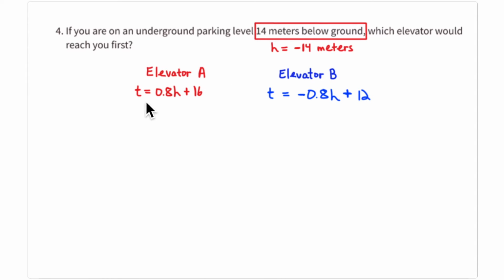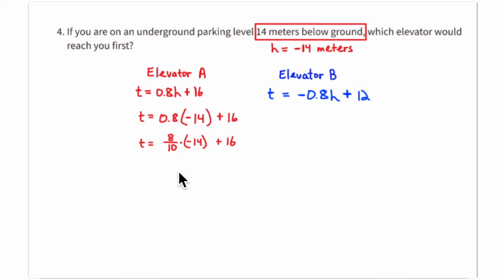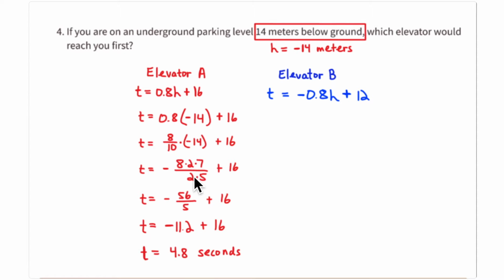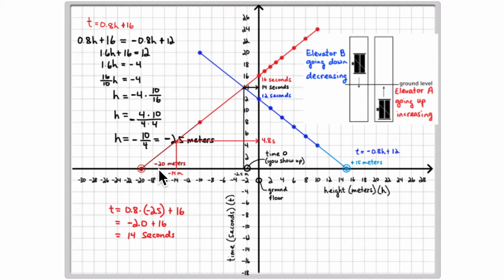So you take this equation and now you plug in the height, negative 14 meters. And you want to figure out how long it is going to take to get there. So you work through the math, and it will take 4 8/10 seconds. So let's look at the graph and see if that makes sense. It takes 4 8/10 seconds to get to negative 14 meters.